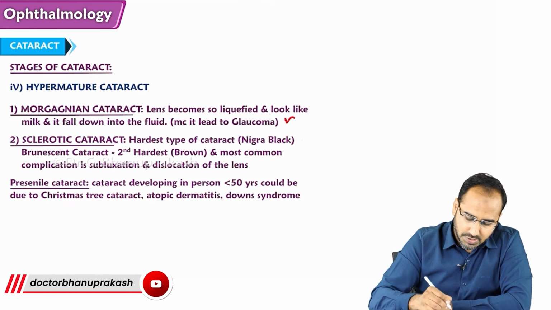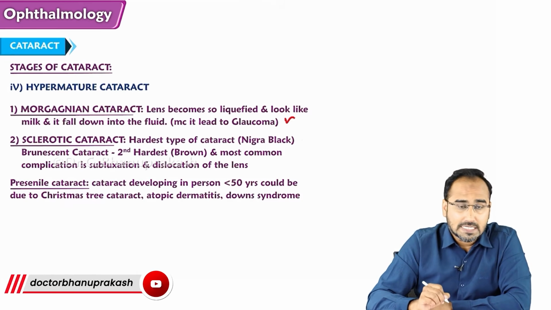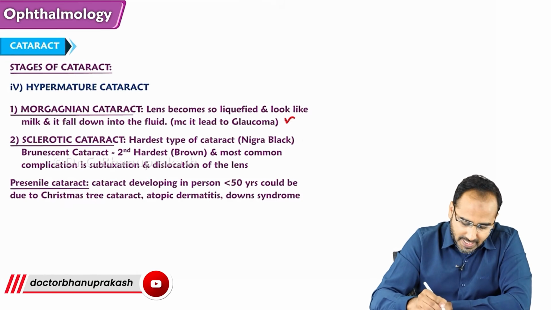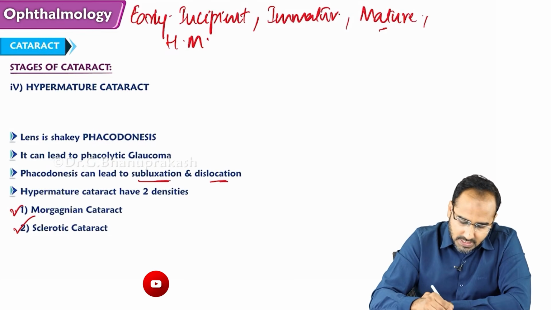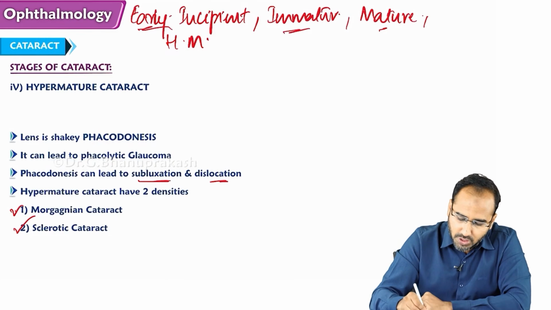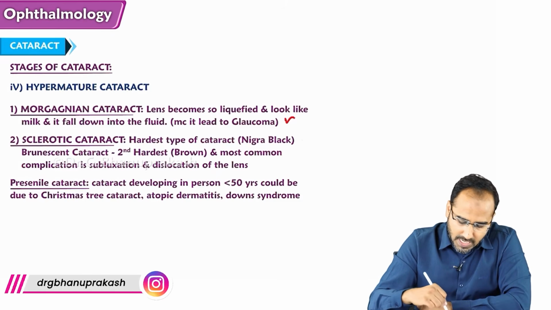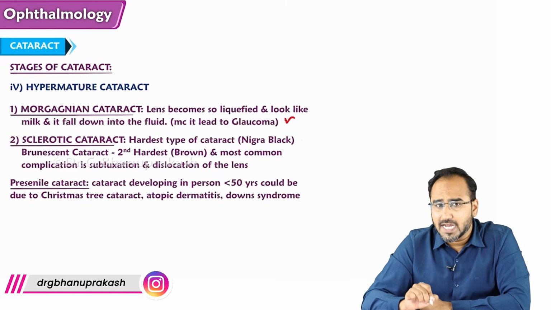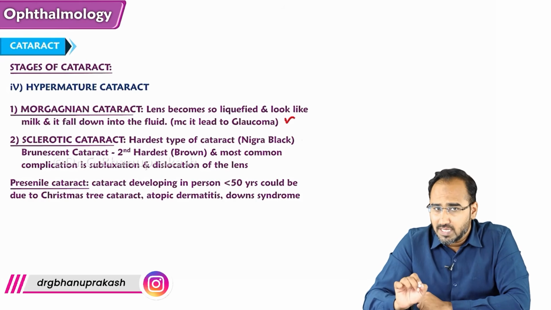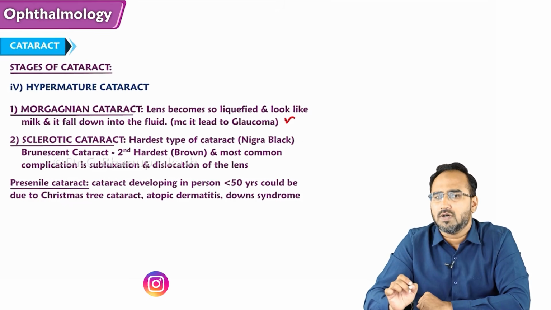Okay. So this was regarding the staging of cataract. So we have discussed the early incipient stage, immature, mature and hypermature stage. Okay. Now guys, sometimes in some individuals, there could be pre-senile cataract. It is not a different form. Pre-senile meaning what?